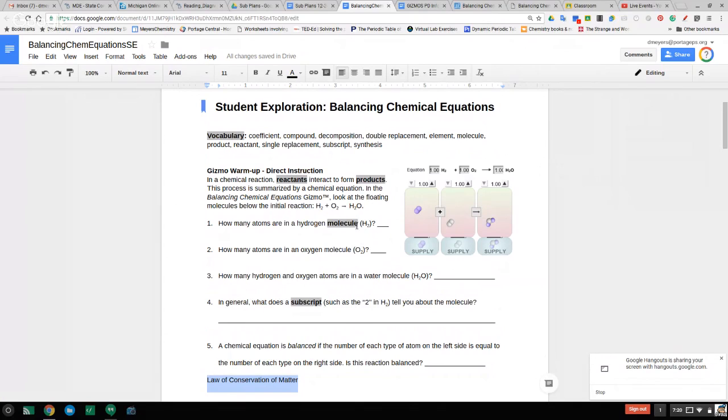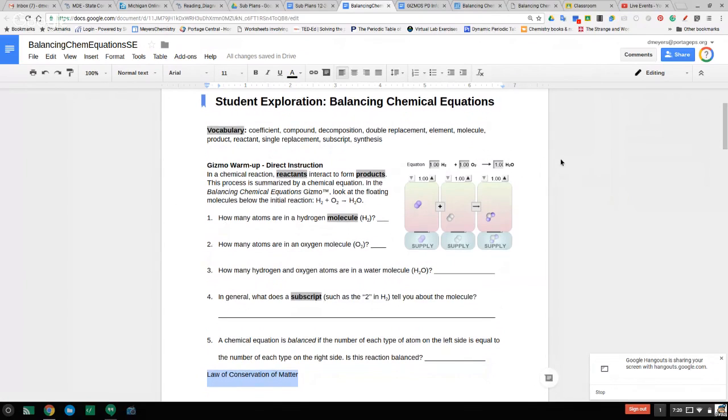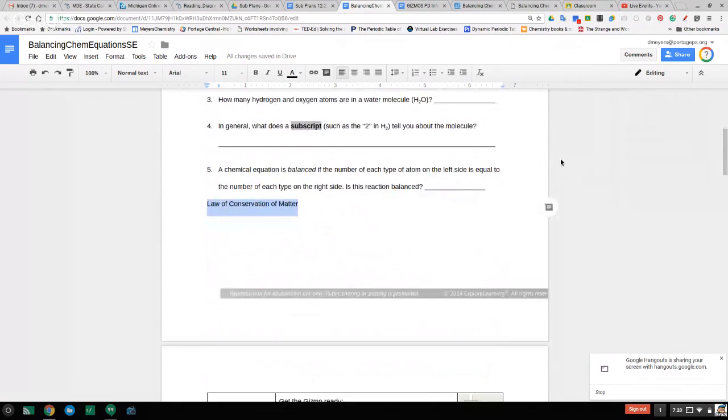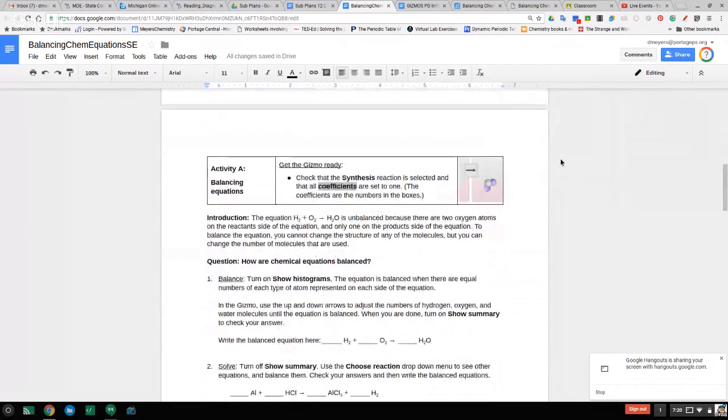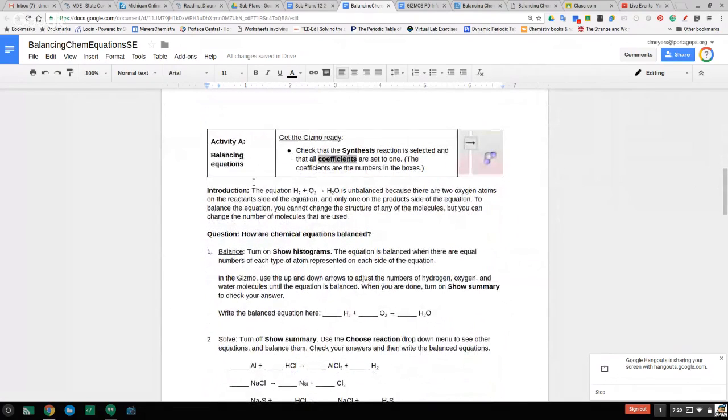So like in our equation up here, we have 2 hydrogen atoms, 2 oxygen atoms. We need to make sure that the number of each adds up to be the same as the number on the right side of the arrow. That's what balancing equations consist of. Okay, so activity A today is balancing equations.